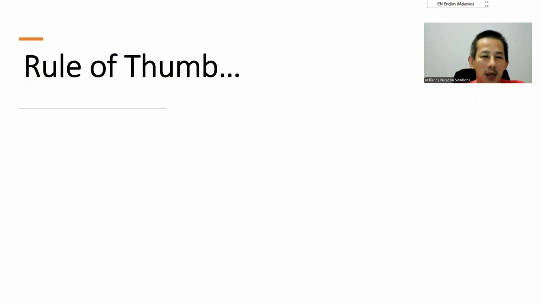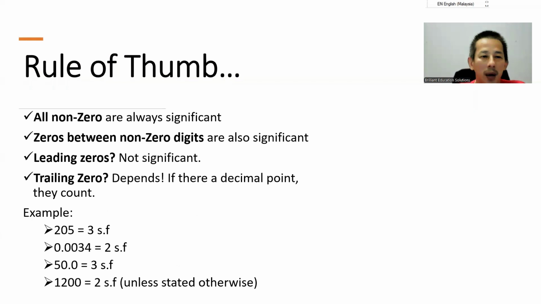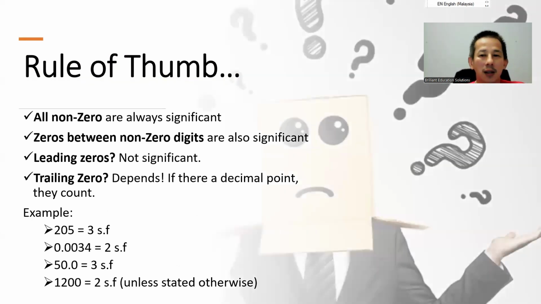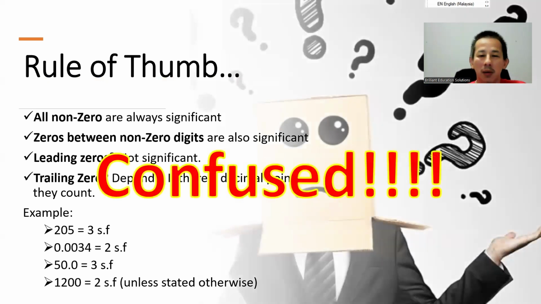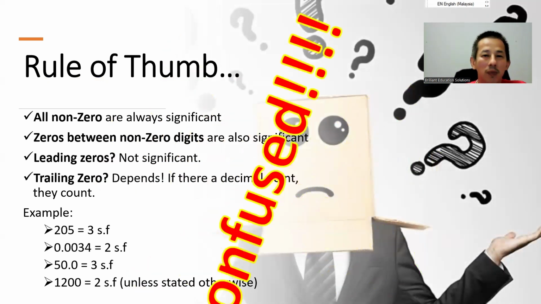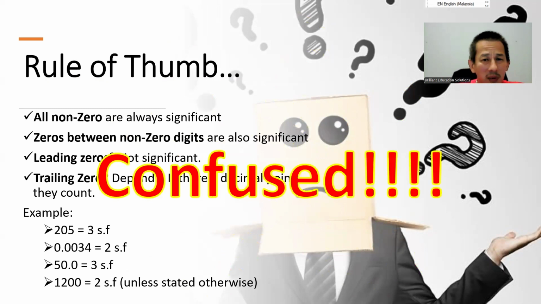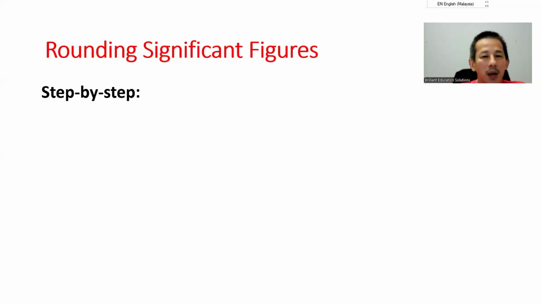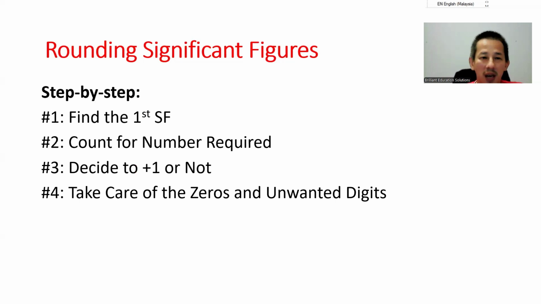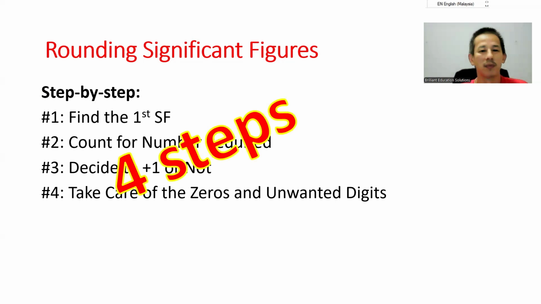So let's get to the basics. These are the rules of thumb, and I'm not going to go through them, because if I do, you will just end up confused. So let's get started with my step by step. There will be 4 steps, and I will go through each one of them. So please don't skip, and watch till the end. Otherwise, you will stay the same and continue to be confused.